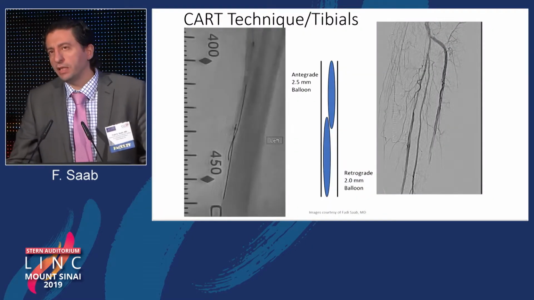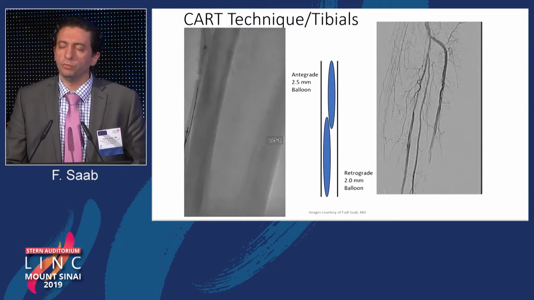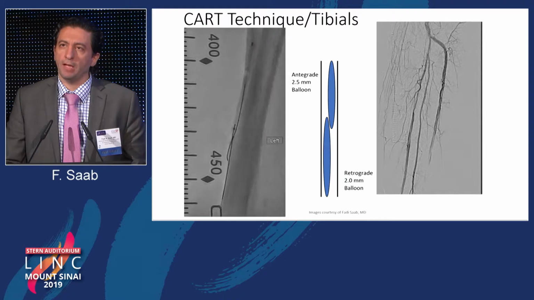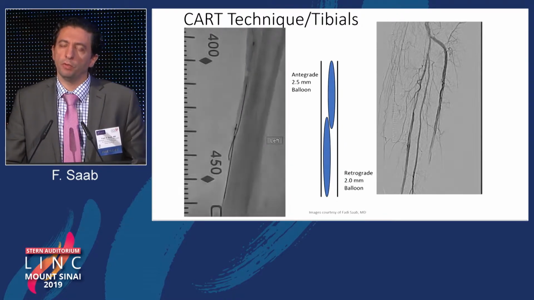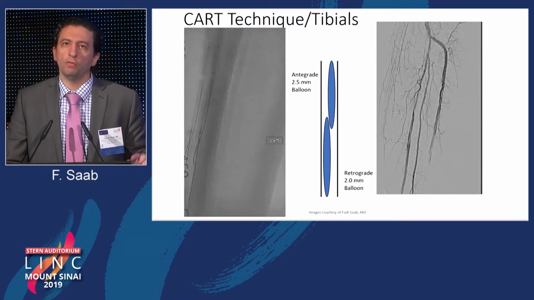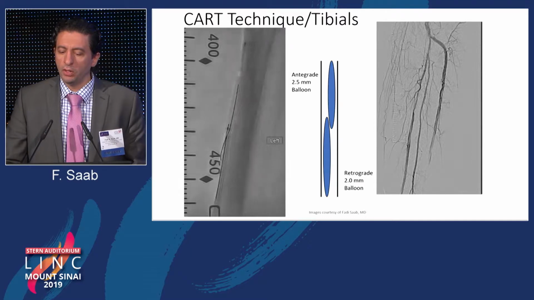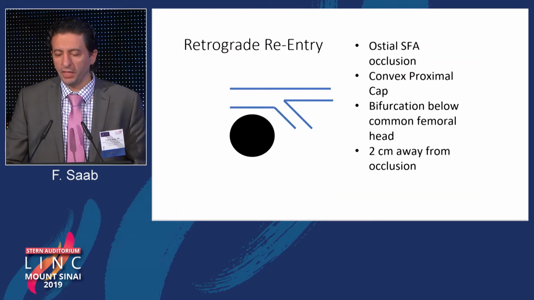The CART technique in the tibials is less favorable because there is smaller room. There's a higher risk of complication for those patients. We tend to utilize smaller 0.014 balloons, an antegrade 2.5 millimeter balloon and a retrograde 2.0 balloon, overlap them by about 1 centimeter or so, and cross from one subintimal plane to the next subintimal plane.